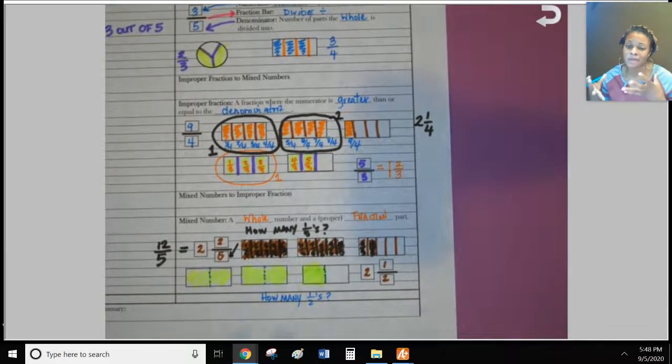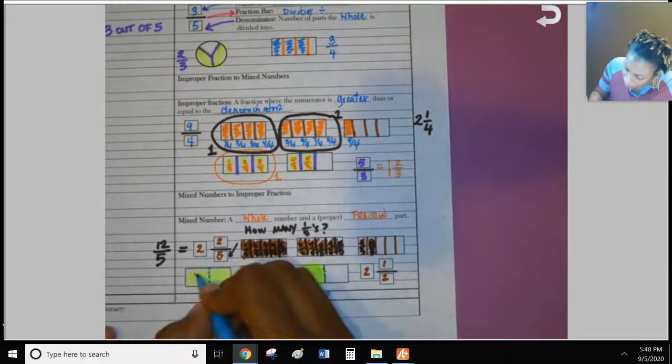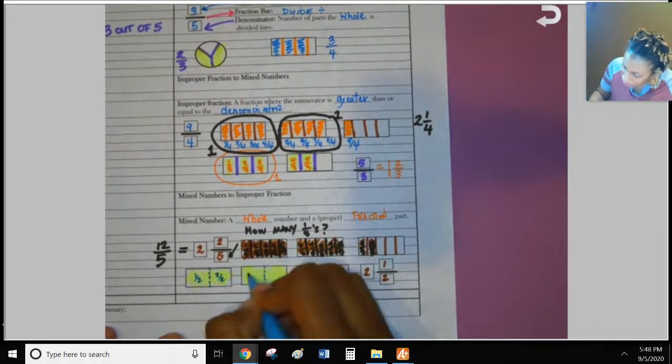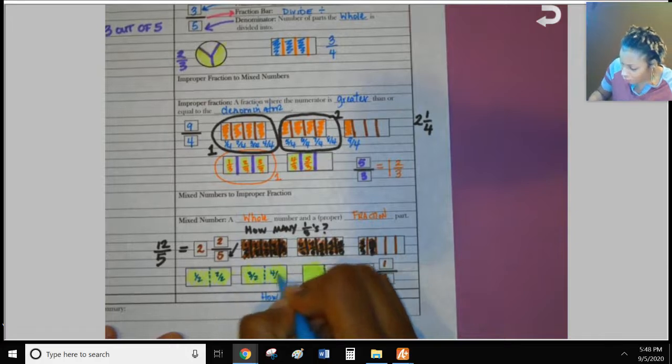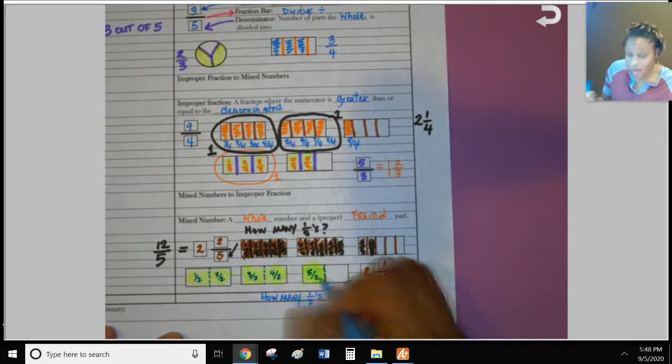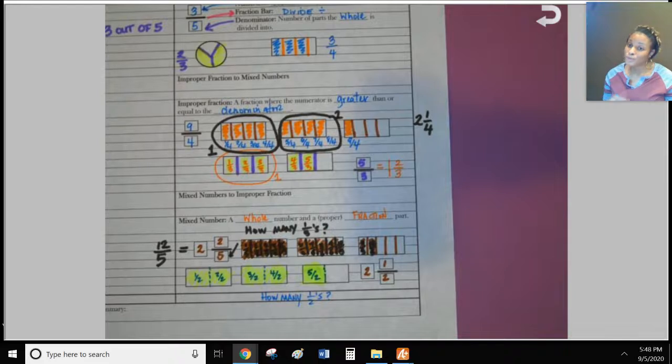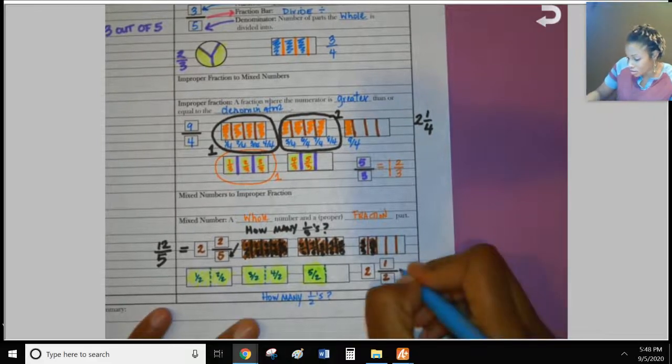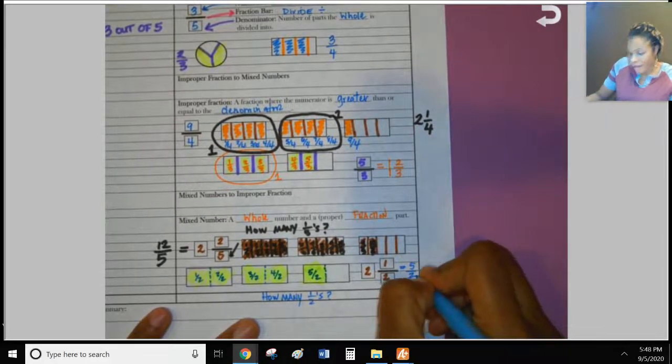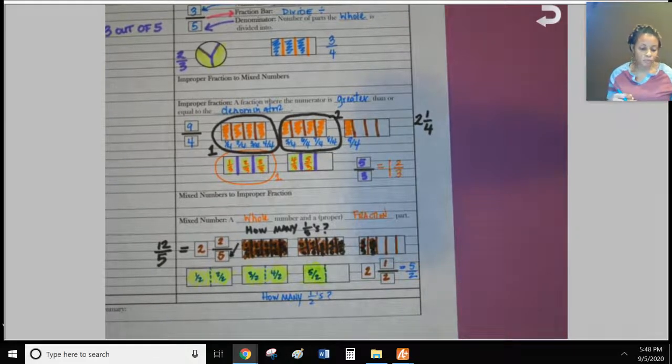So how many halves are there? 1/2, 2 halves, 3 halves, 4 halves, 5 halves. So 2 and 1/2 is the same as 5 halves. Do you have any questions on how to model improper fractions or mixed numbers? I hope that this made sense to you.